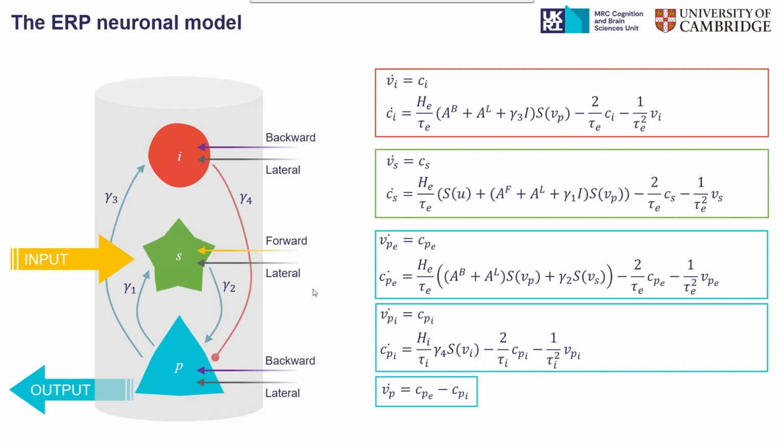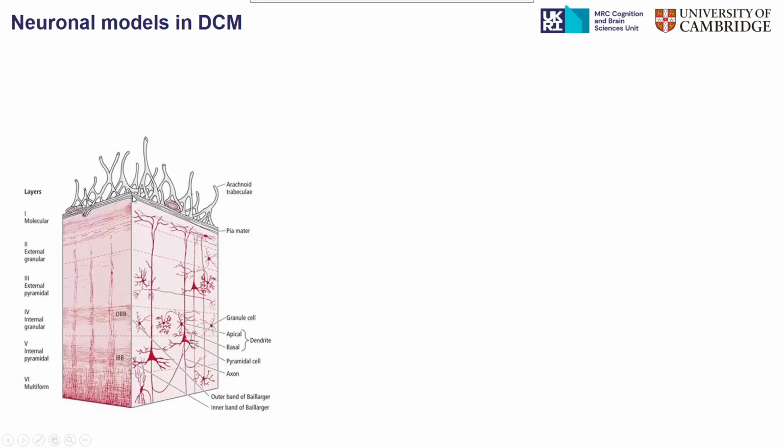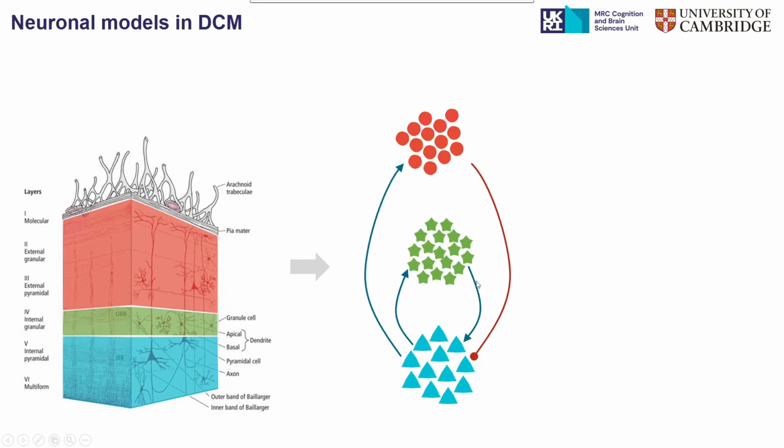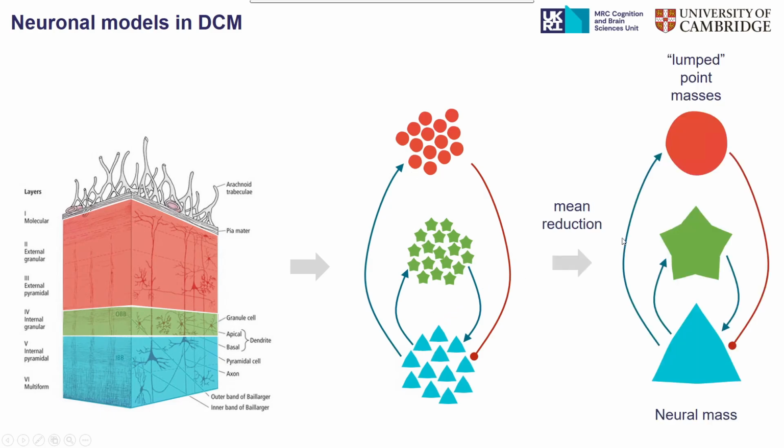However, this is not the only neuronal model. There are various other models in DCM. So we started with a cortical column, and we modeled 3 layers as the granular, supragranular, and infragranular layers with this connectivity. We made the implicit assumptions that there are multiple neurons in each layer, and they are lumped into a point mass. So we treat each layer, the population in each layer, as a point mass that captures activity of all neurons in that particular column.